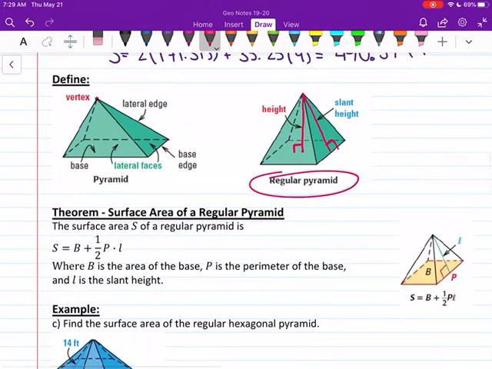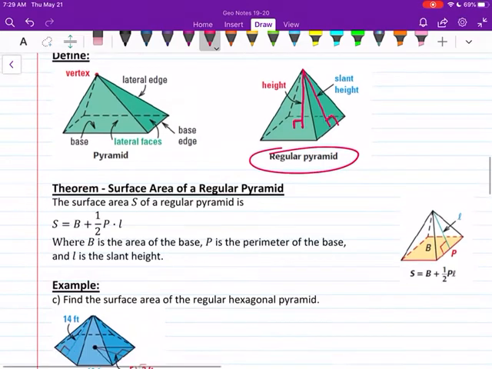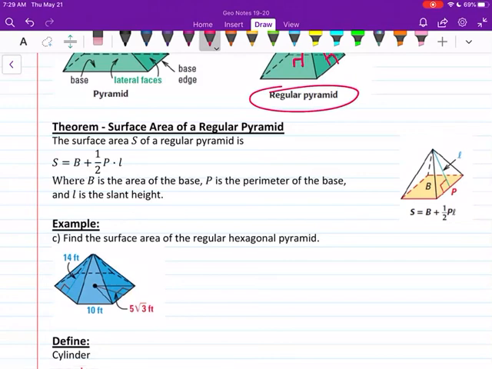Okay, so here's our theorem. Our theorem says the surface area S of a regular pyramid is the area of the base plus 1/2 times the perimeter of the base times the lateral slant height. Okay, so let's do an example. Find the surface area of the regular hexagonal pyramid. Let's get started here.